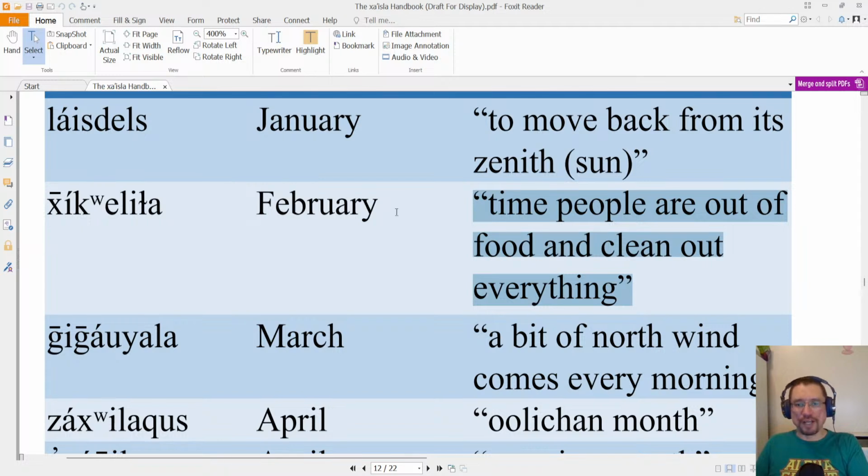It also has to do with sweeping. People are sweeping scraps of leftover food off of their doorstep and things like that. So that's what's meant by xa'isla. There's kind of a double meaning there. It means you're running out of your winter supply, and you're also getting rid of the leftover food and things like that.